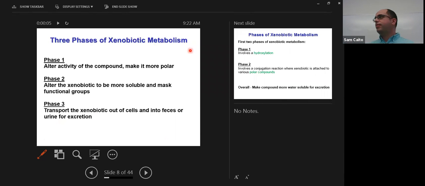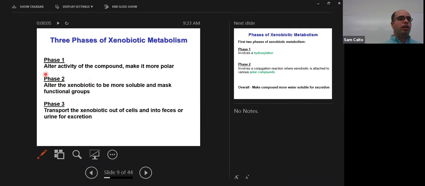Typically, when we talk about xenobiotic metabolism, we talk in 3 phases. The first phase alters the activity of the compound to make it more polar. The second phase, you alter the xenobiotic to make it more soluble, and you usually mask certain functional groups, which are usually harmful. And then the third phase is the actual transport of the xenobiotic out of the cells, either into the feces or into urine.